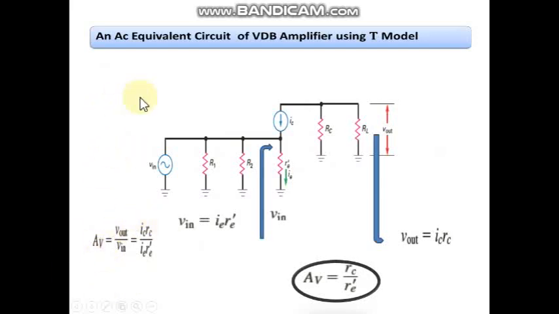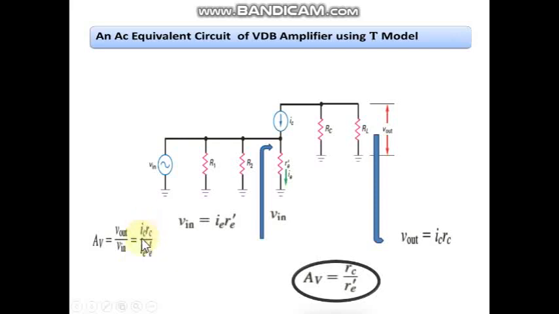Similarly, if someone wants to represent the voltage divider bias circuit using the T model, then this will be your circuit using the T model. In the T model, we know that this is your IE and this is RE dash. So what is going to be the V input? V input is nothing but this IE into RE dash, and V out is the same, RC parallel RL and the current IC. So your V out is nothing but IC into rc, the AC collector resistance, and V in is nothing but IE into RE dash. Now we know that we can represent IC as approximately equal to IE.